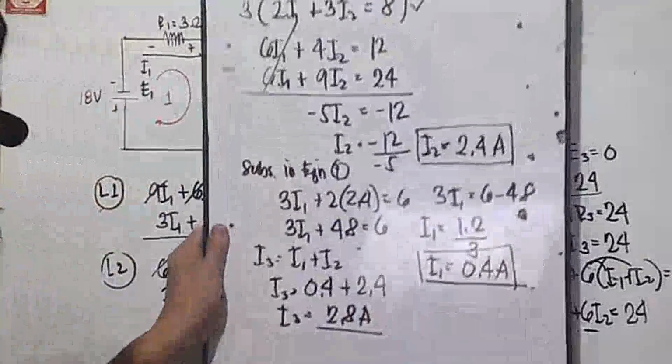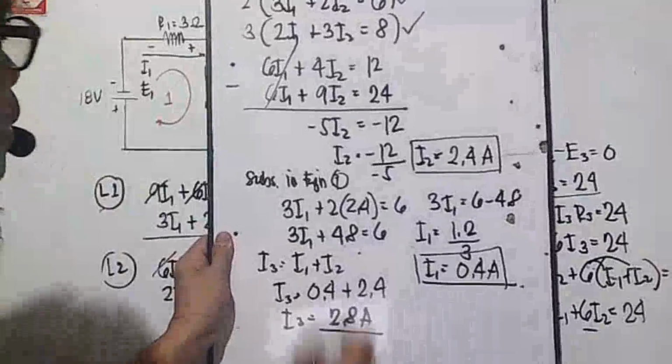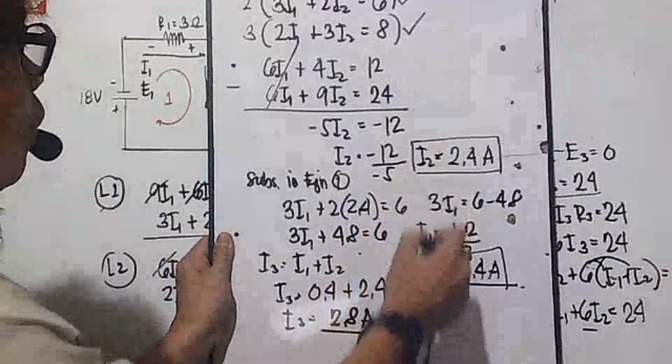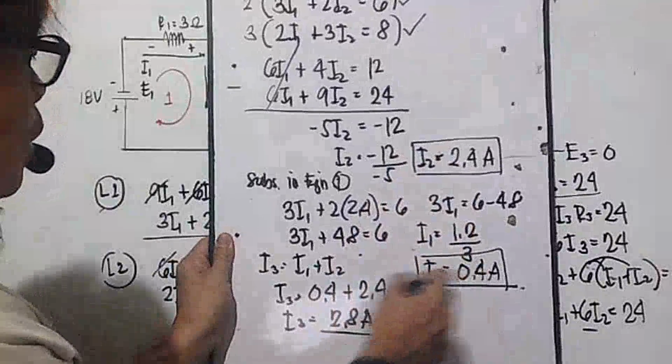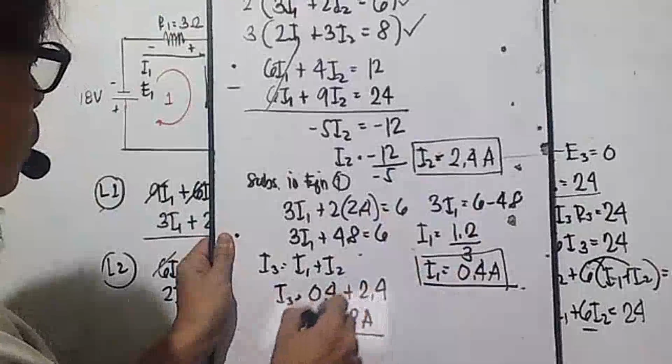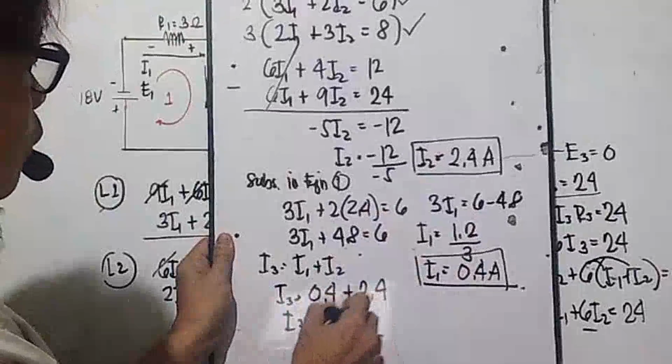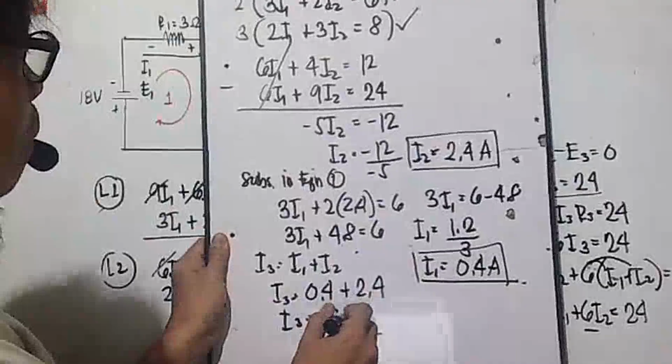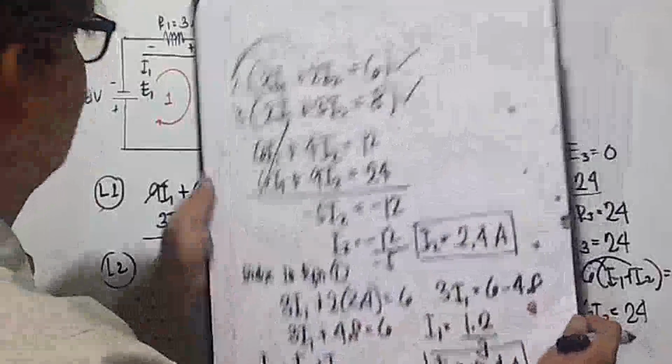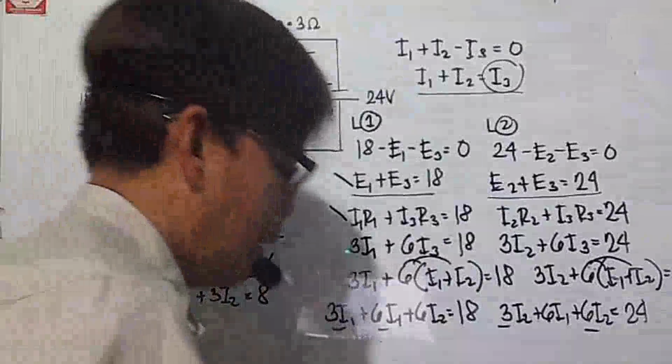Yeah. So here's the solution. Hopefully you can see it na, okay? So there, your I2 is 2.4 and your I1 is 0.4. So I3 is I1 plus I2, therefore it is 0.4 plus 2.4. That is equal to 2.8 amperes. Now let us write the values here at our problem.